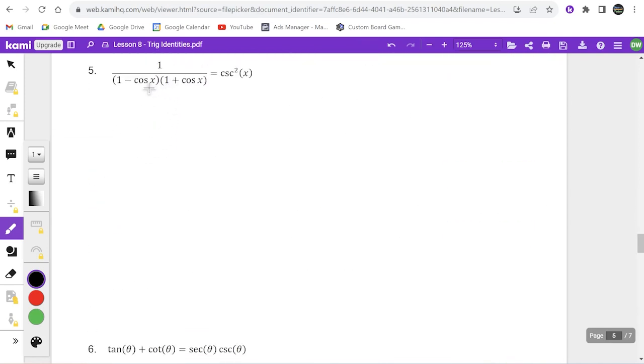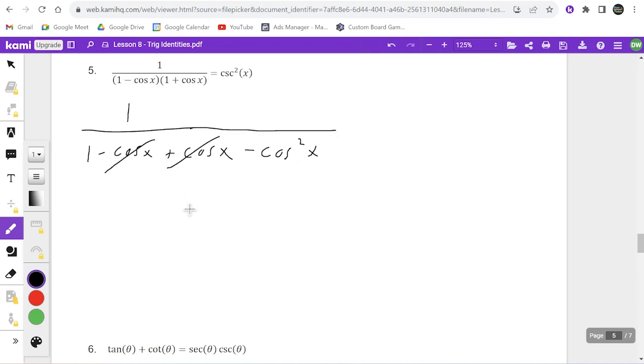So here's what I'm going to say. If I want to simplify this, I can FOIL the denominator. The numerator is still 1, but the denominator is 1 times 1 is 1. Negative cosine x times 1 is minus cosine x. 1 times positive cosine x is plus cosine x. And then negative cosine x times positive cosine x, that's confusing, but it is negative cosine squared x. Notice the cosines cancel like that. Now you're left with 1 over 1 minus cosine squared x.